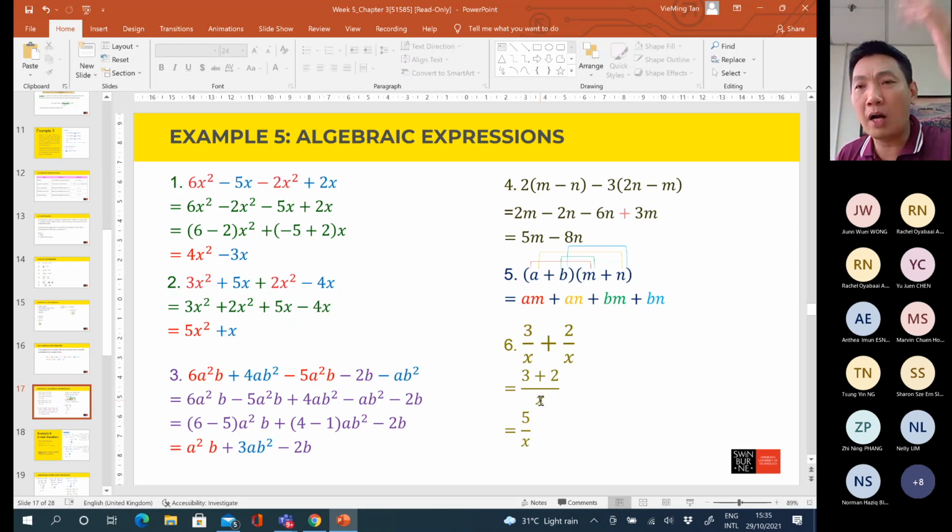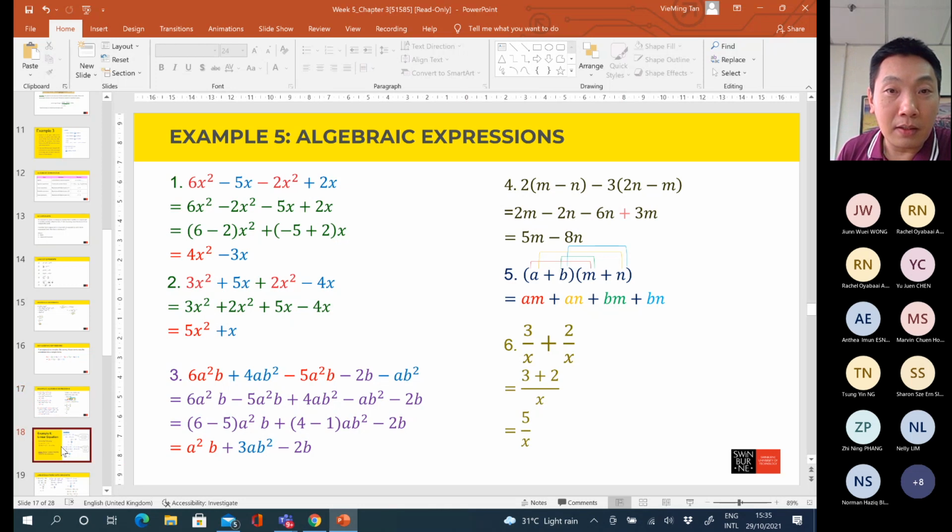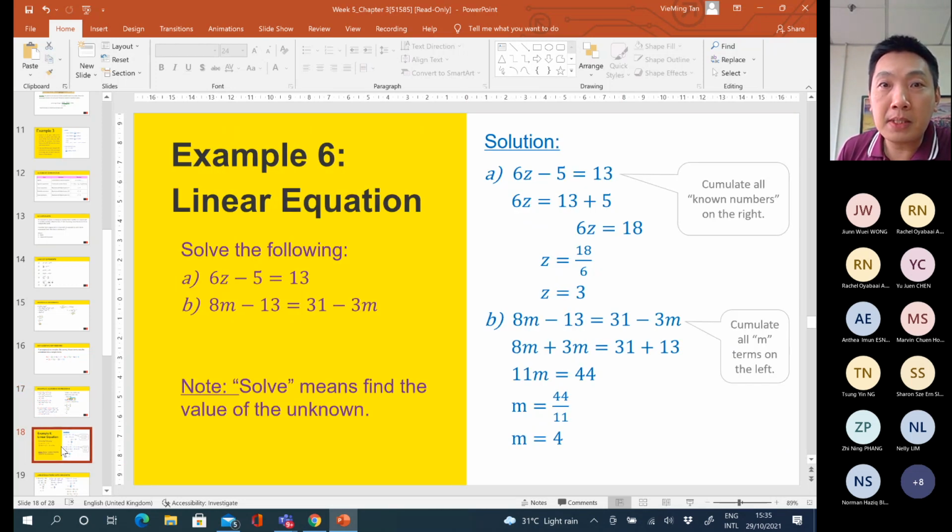So no need to move it out, because if you move up the X power 1, it becomes X power negative 1. Not so nice. So just leave the X power 1 as a denominator. Okay. So far so good. Okay, next. Example 6.